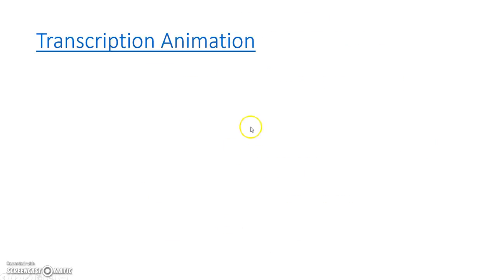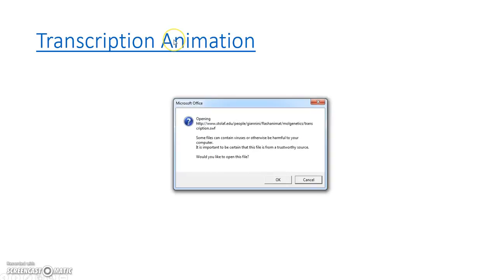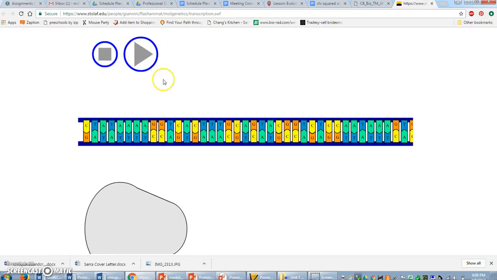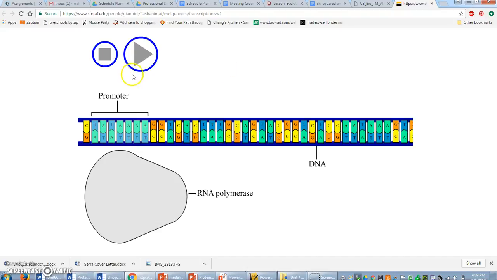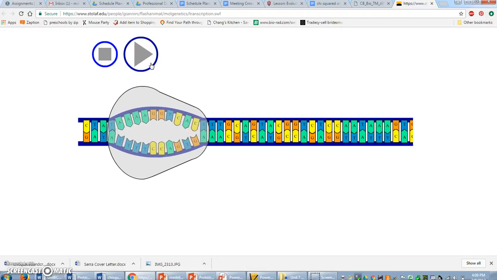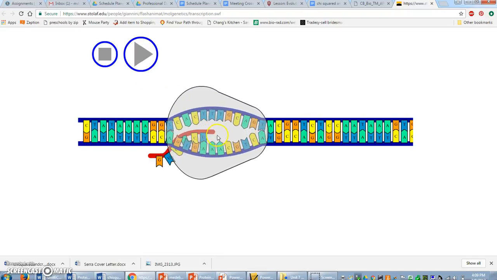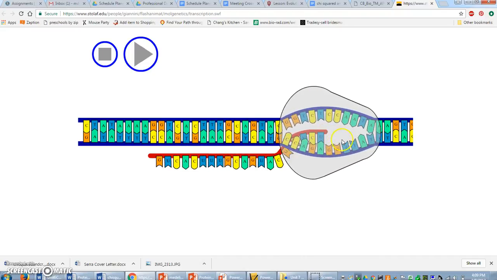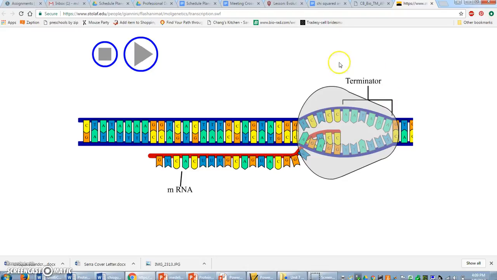Okay, so I'm going to show you a quick animation of this. Let's go here. All right, there's our promoter. You notice the TATA region right here. Okay, we're going to unzip, and the RNA polymerase is going to go ahead and base pair, until we reach what's called the termination sequence. Okay?